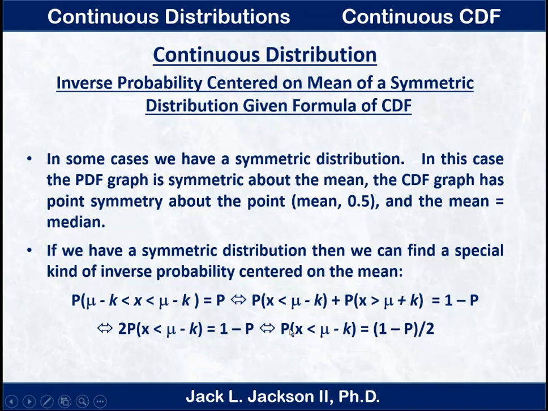Well, this probability right here is a probability to the left. That's a CDF. So we're saying that the CDF of mu minus k is (1 minus p) over 2. And that's going to allow us to solve this problem.